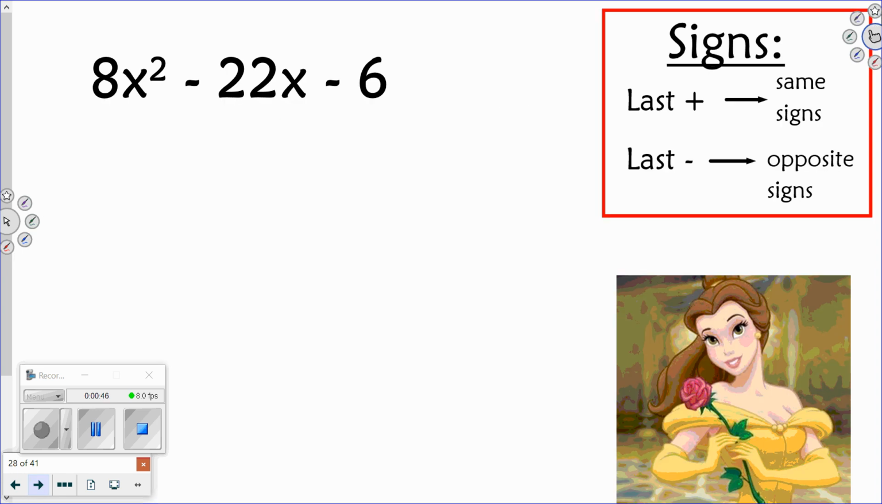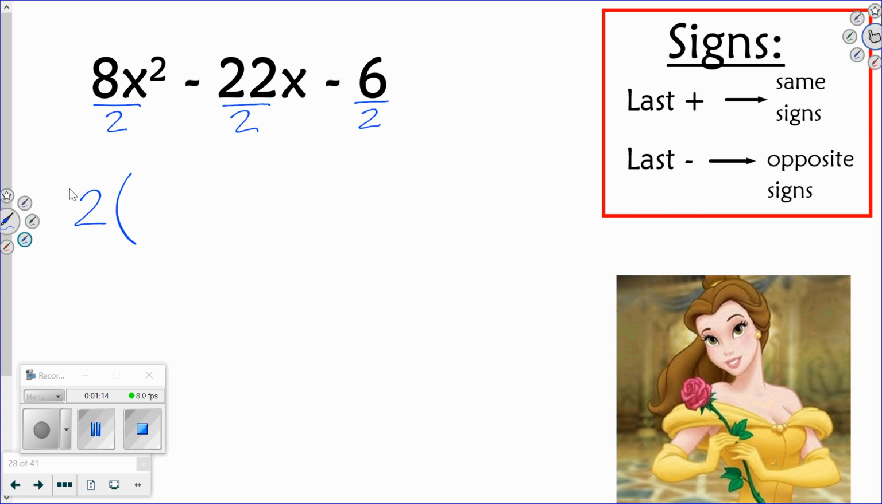8x squared minus 22x minus 6. No matter what, from here on out, every problem you factor, you look for the GCF first. So what number goes into all of these? 2. Will every problem always have a GCF? No. I want you to always look for it, but it doesn't mean it always will. So 2 goes into them all. We'll pull a 2 out, which means I'm dividing everything by 2.